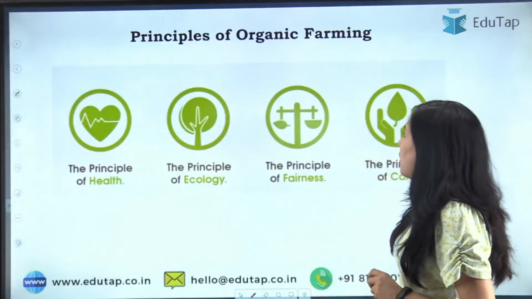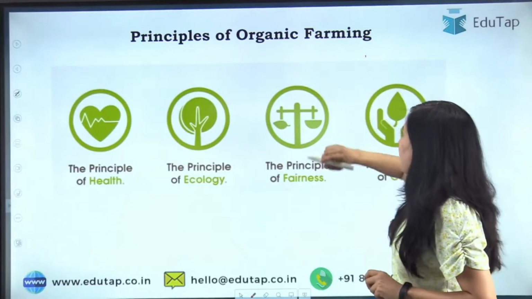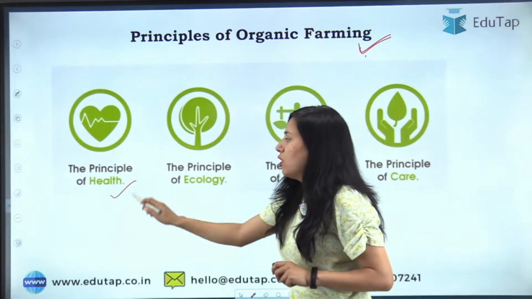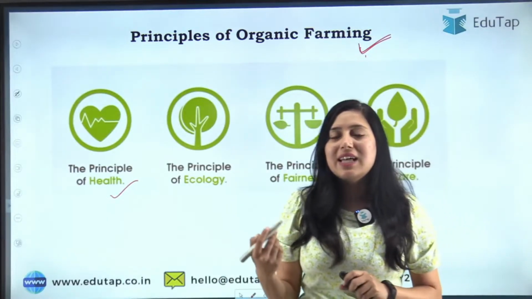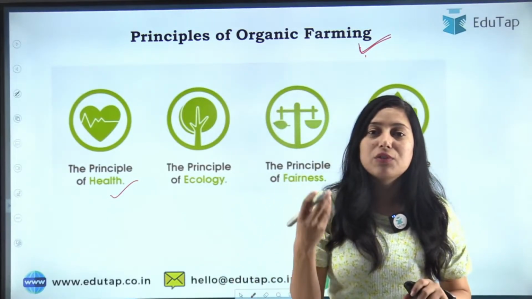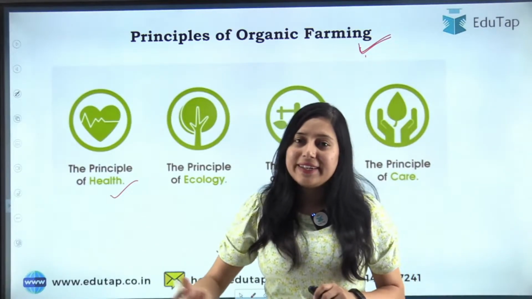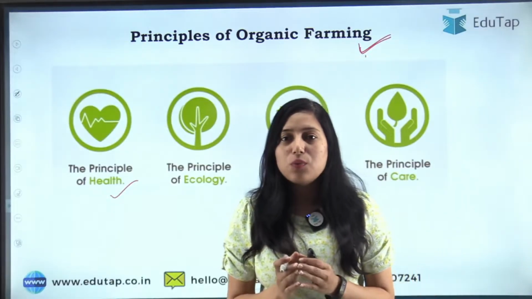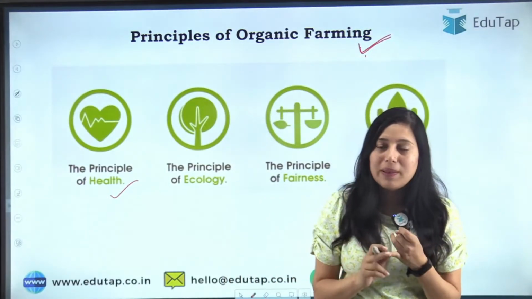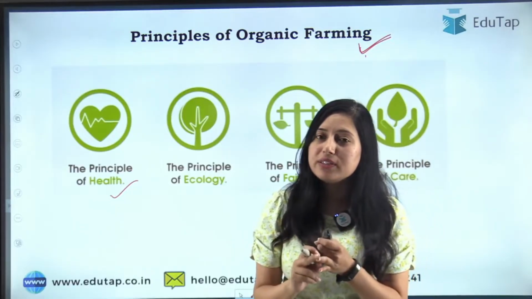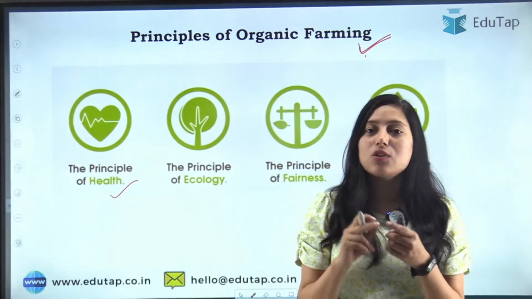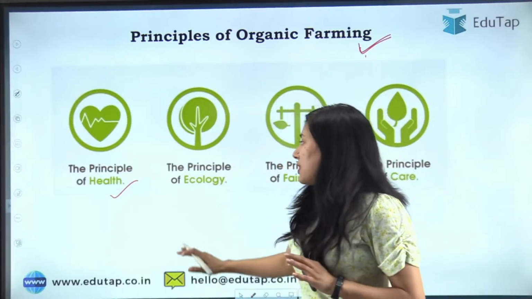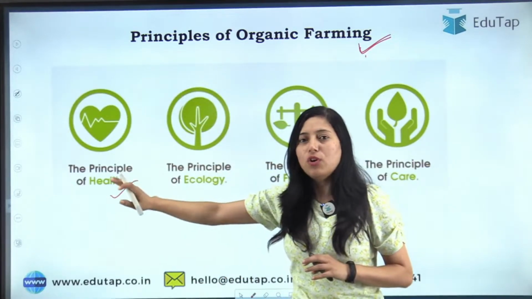Now let us discuss what the principles of organic farming are. Okay? So basically there are 4 principles. First is the principle of health. The principle of health states that we have to take care of the health of each and every living entity present over the earth, present in this ecosystem. So we have to take care of the health of the plants, the humans, as well as the animals, as well as all the organisms present on this earth, right? So that is the principle of health, which is the very first principle of organic farming.